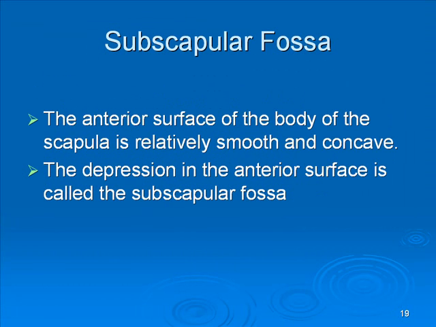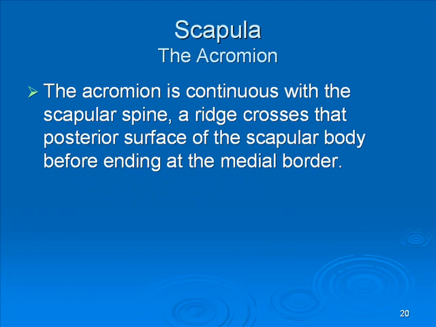Now, there are fossas. Fossas are smooth, flat surfaces. Sometimes they are articulation points. The glenoid cavity is sometimes referred to as a glenoid fossa; it's an articulation point with the proximal, or superior, end of the humerus. But there are also other fossas on the scapula that are points of attachment for muscles. The anterior surface of the body of the scapula is relatively smooth and concave. The posterior aspect, even though it's divided by a scapular spine, has a superior surface that's flat and smooth, and also an inferior surface that's flat and smooth as well. These are referred to as fossas.